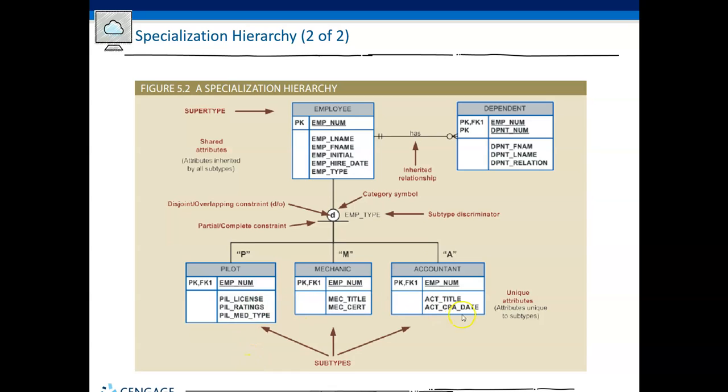So each one of these things down here will have all these things. There'll be a hire date. There will be a type of employee, and that's the discriminator, by the way. Whatever the value of this is tells you what value it has down here, and I'll talk about that more in a second.